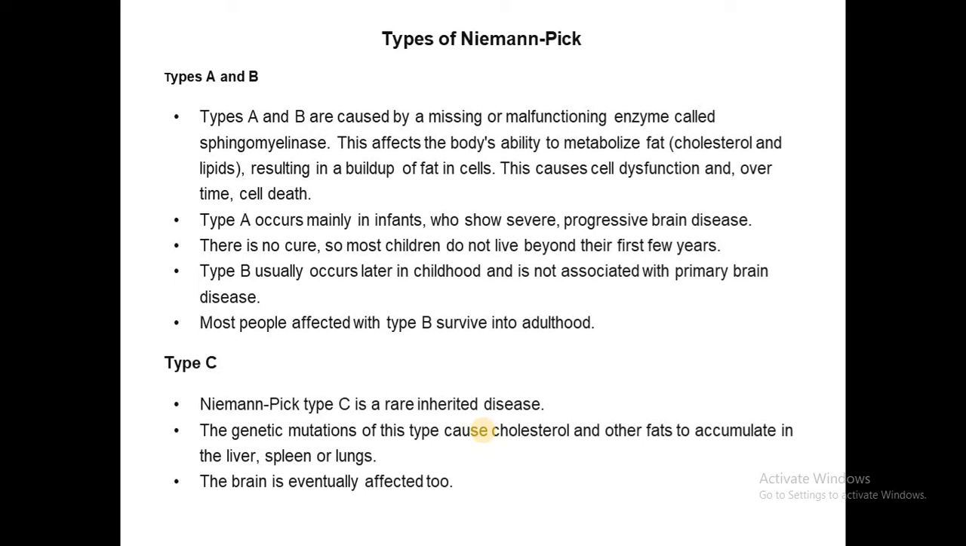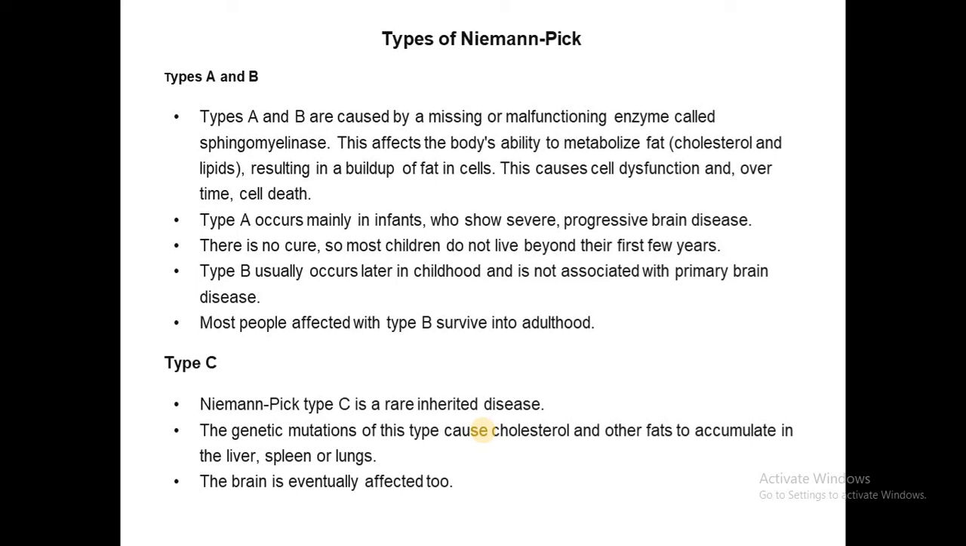Type A mostly occurs in infants who show severe progressive brain disease. There is no cure, so most children do not live beyond their first year. So in type A of Niemann-Pick disease, death occurs before 1 year.